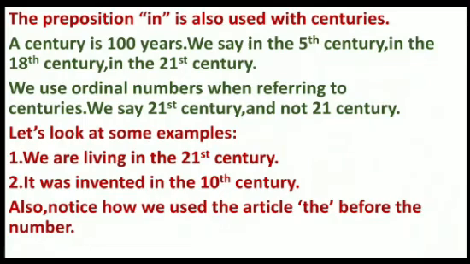The preposition in is also used with centuries. A century is 100 years. We say in the 5th century, in the 18th century, in the 21st century. We use ordinal numbers when referring to centuries. We say 21st century and not 21 century.